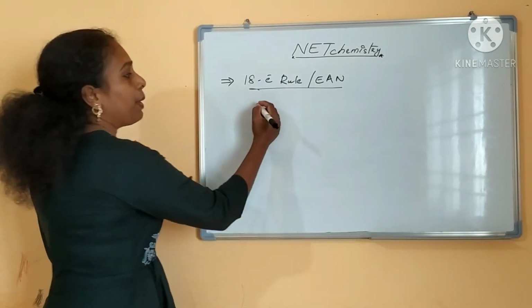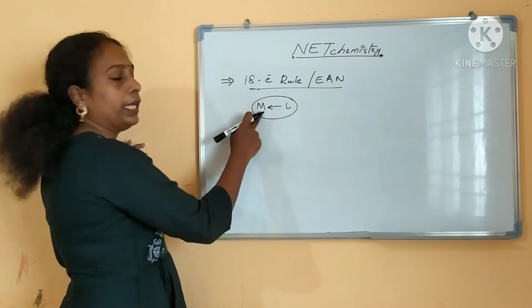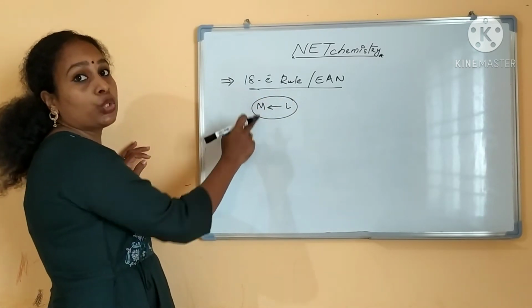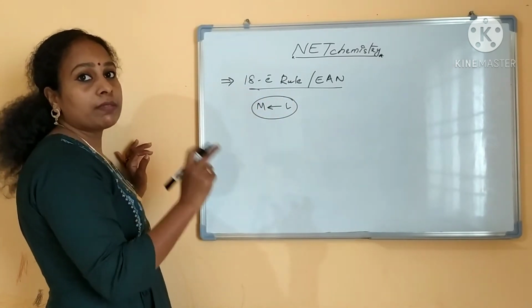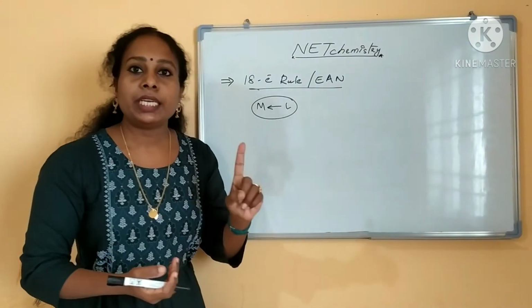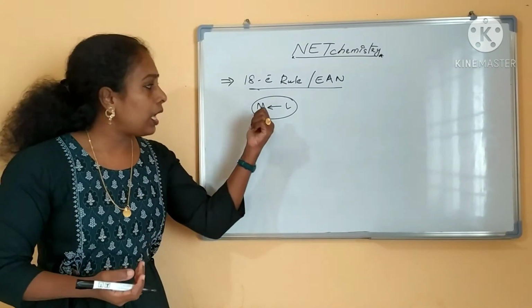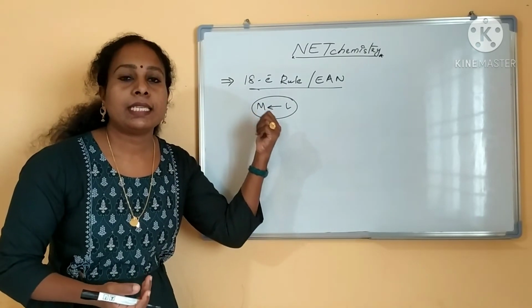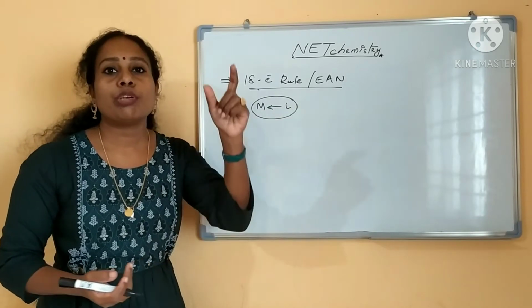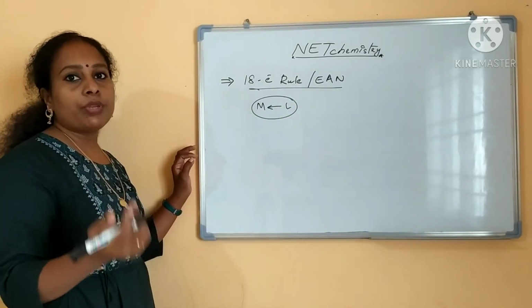So if a metal and a ligand combine to form a compound, the metal's electron count should be 18, and only then will that complex be stable. That is the 18 electron rule. To predict whether the complex is stable or not, you should know how many outer electrons are present in the metal and how many electrons will be donated by the ligand. We will see how the other ligands donate.